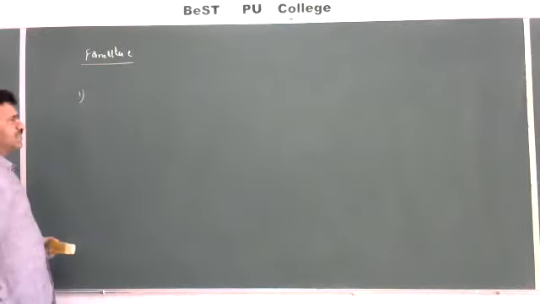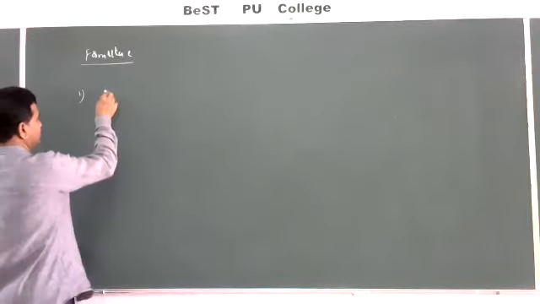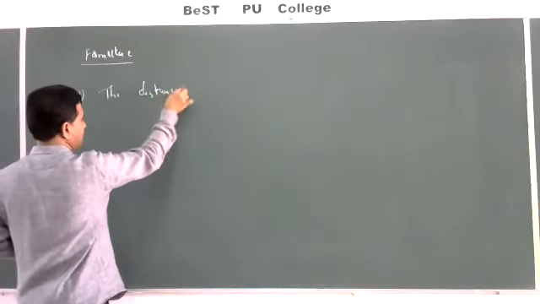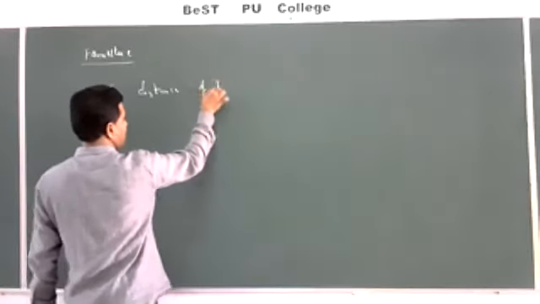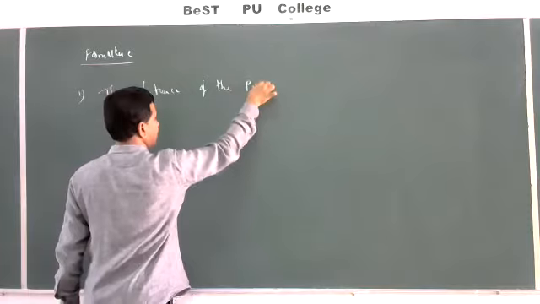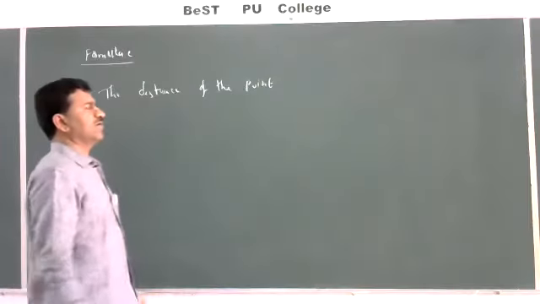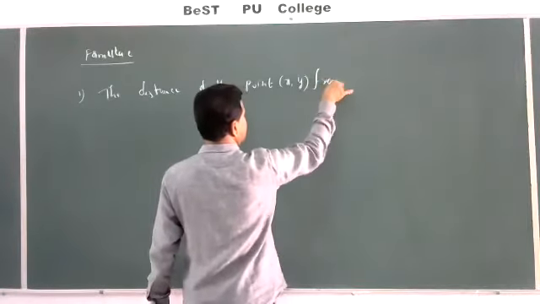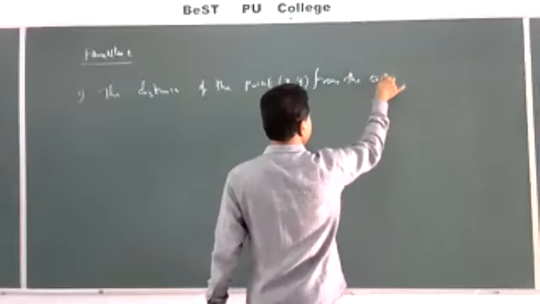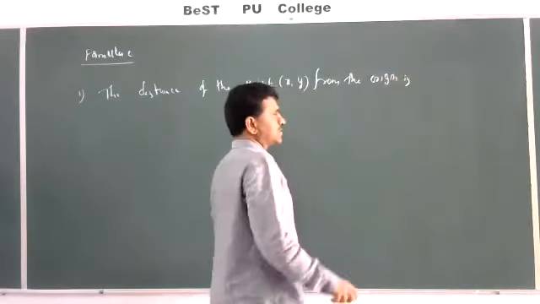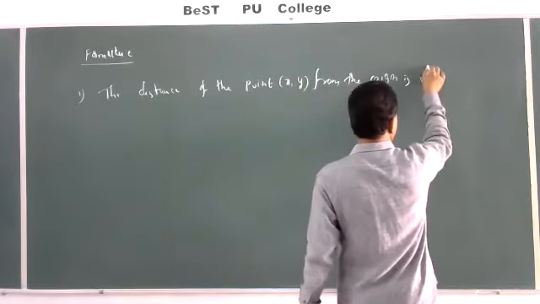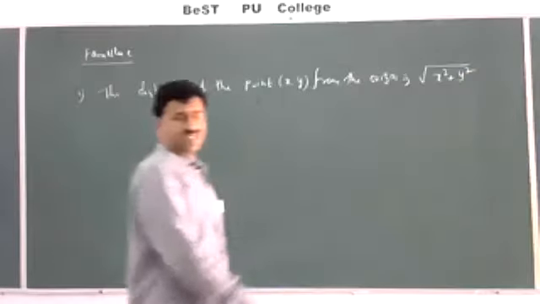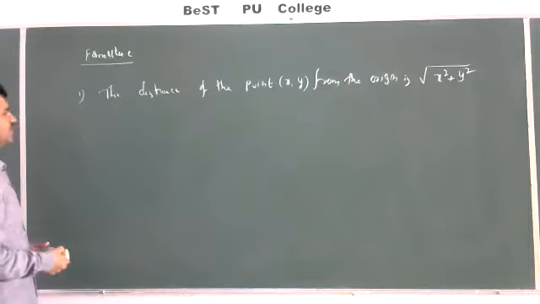The first formula is the distance of the point (x, y) from the origin is square root of x square plus y square. Distance of the point from the origin.